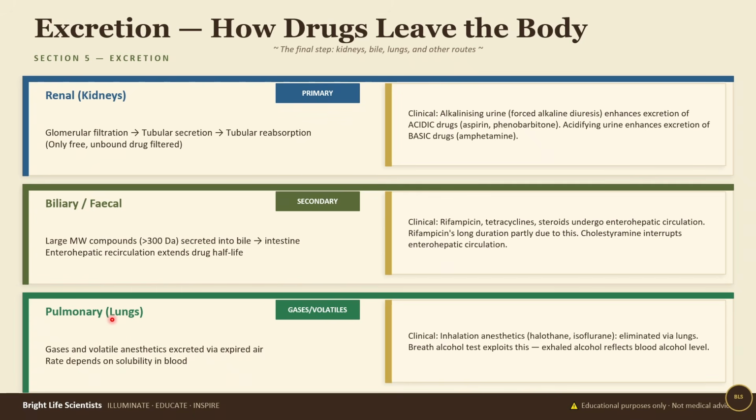Then we also have pulmonary excretion. Gases are excreted in this way. Volatile anesthetics like halothane and isoflurane are eliminated via the lungs. The breath alcohol test exploits the same principle of pulmonary excretion. Exhaled alcohol reflects blood alcohol level. So in excretion, we have renal excretion, biliary or fecal excretion, and also pulmonary excretion.